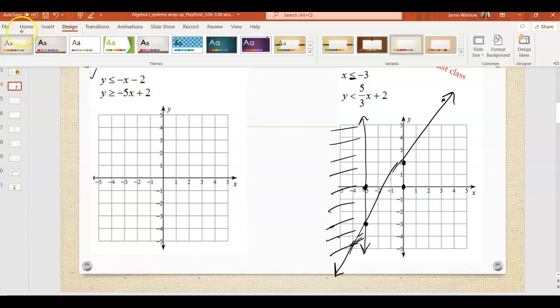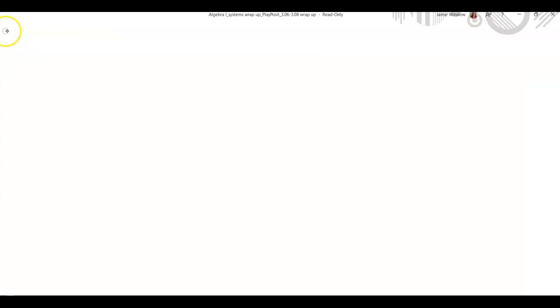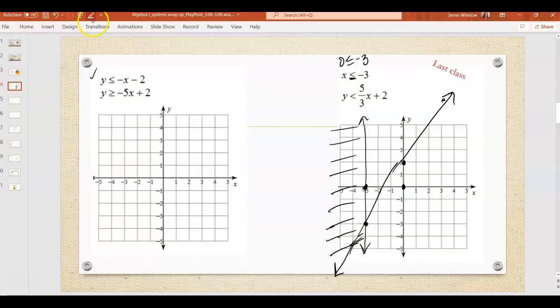Every time I try to change up my color, my pen messes up on me. So I'm a little worried to do that. Yeah, we'll just stick with the black.